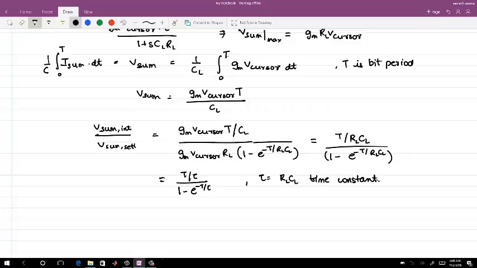Okay, but normally you cannot have a T by tau as infinity. You have a tau as some fixed value, and normally you look for, let's say, 95% settling or 99% settling. So for 95% settling, T is equal to 3 tau. If you go for, I think, something like 99.9% settling, you will have T equal to 5 tau.